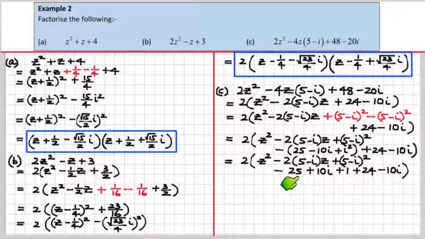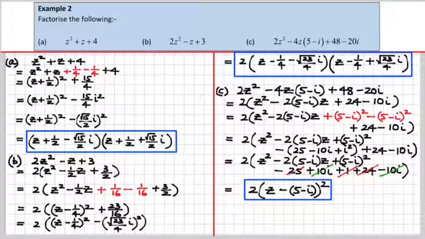Well, wouldn't you know, minus 25 and then plus 25, and plus 10i and minus 10i. Well, isn't that lovely? So that's all going to cancel out and go away for us. How very fortunate. So what are we left with? We're left with that. Good grief. And this is two linear factors in z.